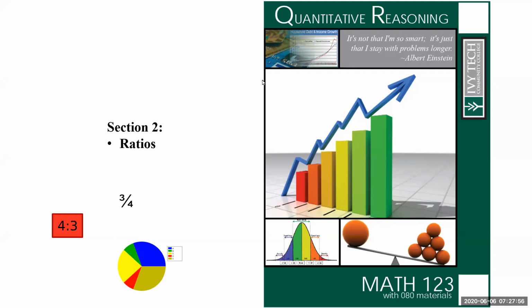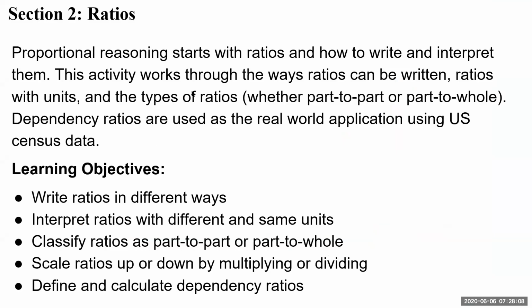Hello, ladies and gentlemen. Today we are going to be looking at section number 2 of our test. And section number 2 talks about ratios. Ratios is a very popular concept in mathematics, and I call it the very core of decision science or decision mathematics because it helps a lot in taking decisions. And we are going to see that as we go through these sections.